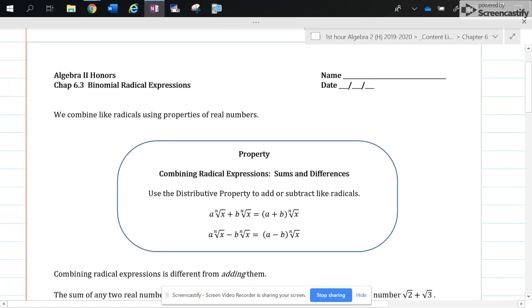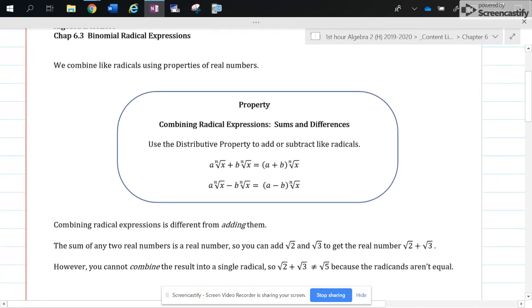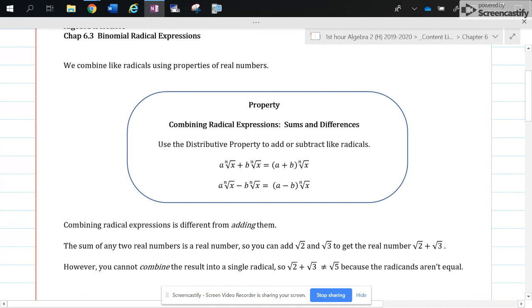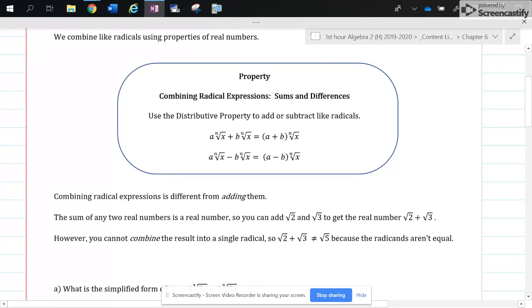So we're going to look at two things today. We're going to look at how we combine like radicals when we add and subtract, and then we're going to talk about how we multiply radicals together that are binomial expressions.